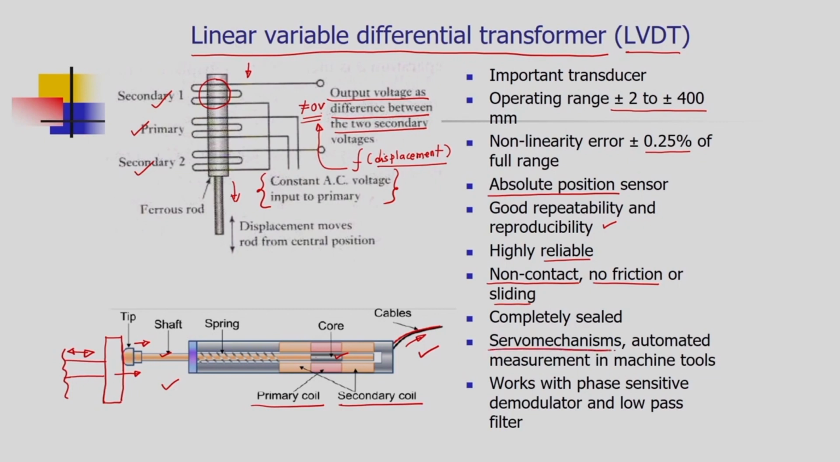LVDTs are used in servo mechanisms and automated measurement of machine tools. We need to have a phase sensitive demodulator and low pass filters to know in which direction the rod is moving. Now, here the question comes, how can we say the ferrous rod is moving in an upward direction or the downward direction. For that purpose we need to use the phase sensitive demodulator, and to have a quality signal we are using low pass filters in addition to the LVDT sensors.